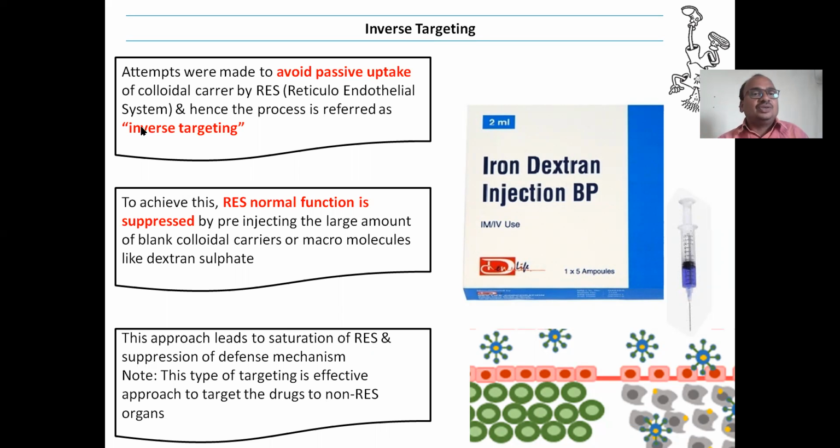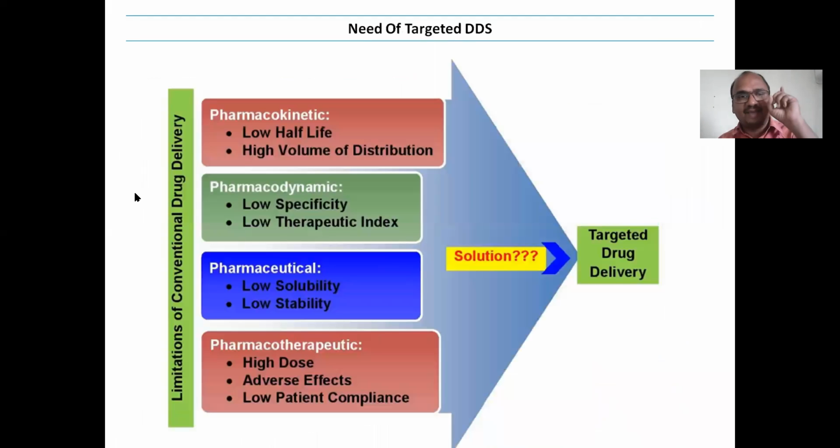Inversely we are targeting. So here we have made attempts to avoid the passive uptake. Passive targeting we are avoiding here. Example is suppressing the reticular endothelial system. We are suppressing here. That's why this inverse targeting we are using for non-RES organs, non-reticular endothelial system. That is, non-RES organs only we are using this inverse targeting. This example you have to write in the examination. Okay, like that many are there. Important I have already covered. Need not write the remaining.